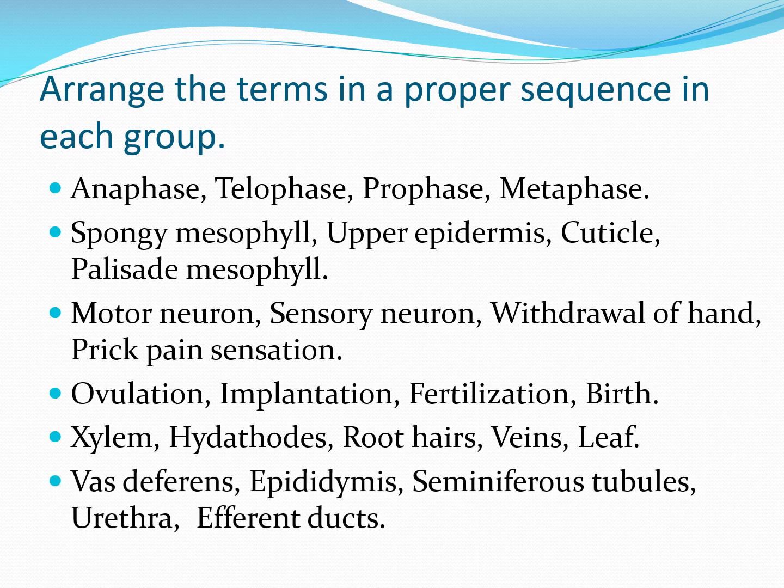Next question, vas deferens, epididymis, seminiferous tubules, urethra, efferent ducts. It is the passage of sperms in the male reproductive system. So first sperms are produced in seminiferous tubules, and from there sperms will enter into epididymis through efferent ducts. So seminiferous tubules, efferent ducts, epididymis.